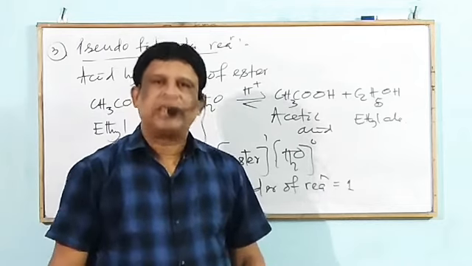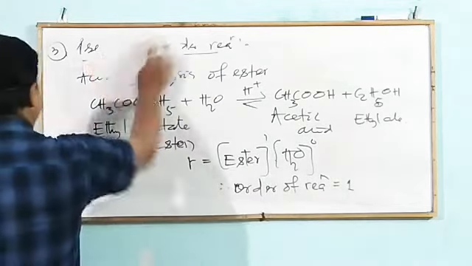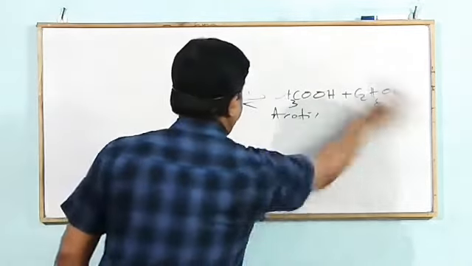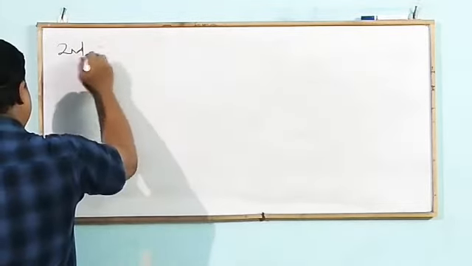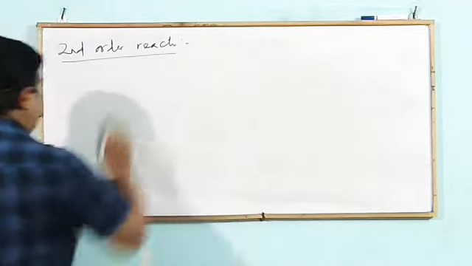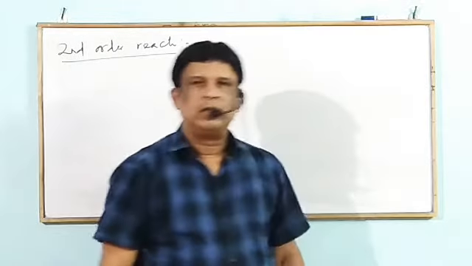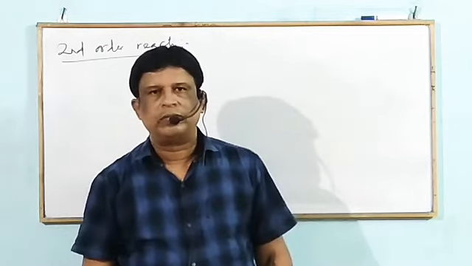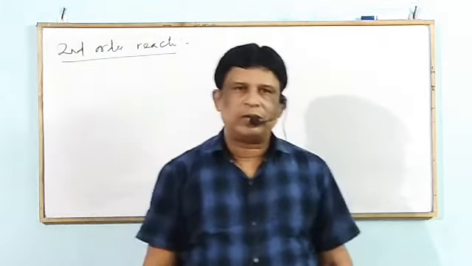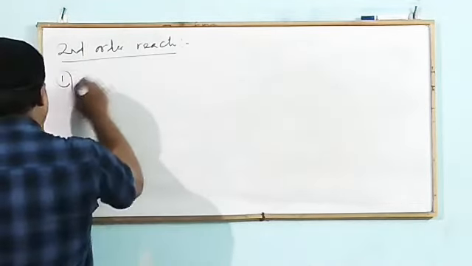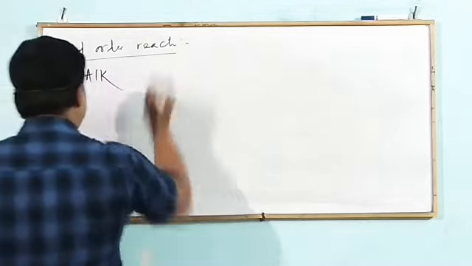Next, switch over to second order reaction. It is a type of reaction in which the concentration of two reactant species is involved during the reaction. That's what is known as the second order reaction. For example, alkaline hydrolysis of ester is an example of second order reaction.